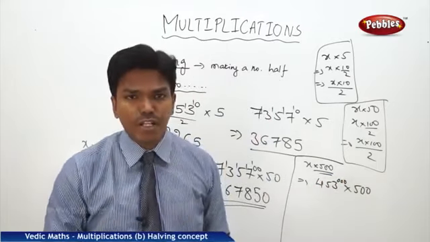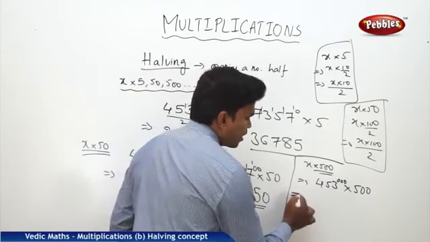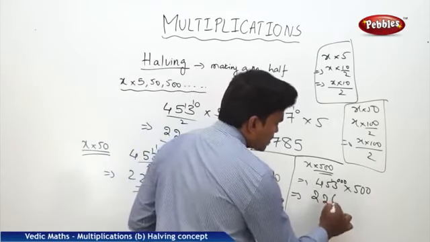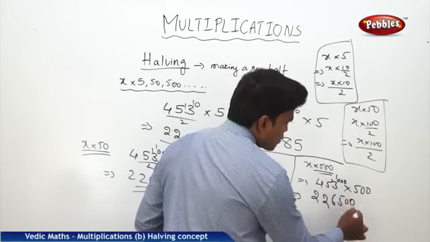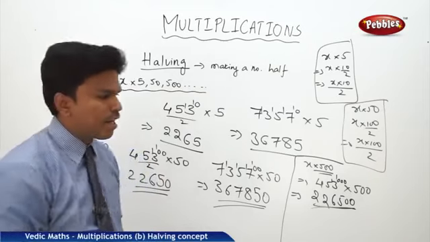After adding 3 zeros, what do I need to do? Yes, division by 2. So make it a half finally. So 2 2s, 2 2s, 2 6 times, 2 5 times, dropping 2 zeros at the end. So the answer is 226500. Right?